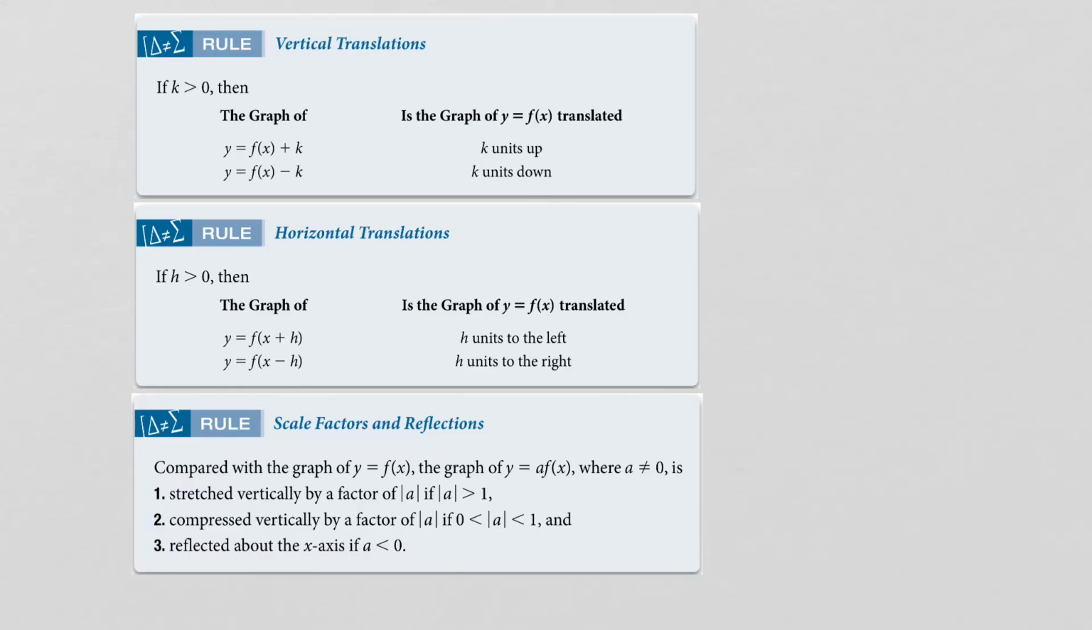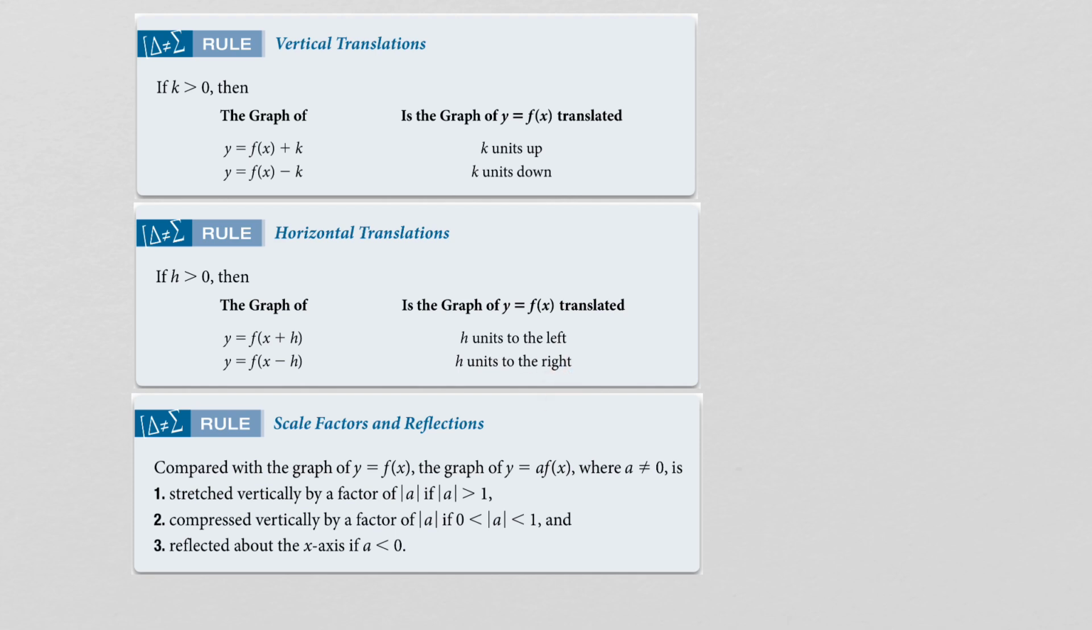So now let's go ahead and take a look at the official rules. If k is a positive number, then the graph of y equals f of x plus k is going to move the graph of f of x k units up, whereas f of x minus k is going to move the graph k units down. If you add a number h inside of the parentheses or subtract a number h inside the parentheses, this is going to translate the graph left or right. x plus h translates the graph h units to the left, and x minus h translates the graph h units to the right.